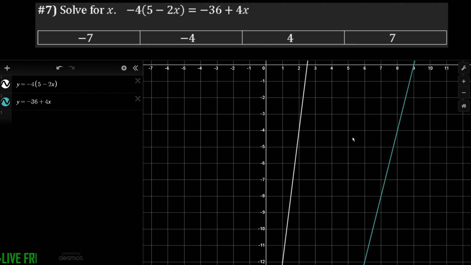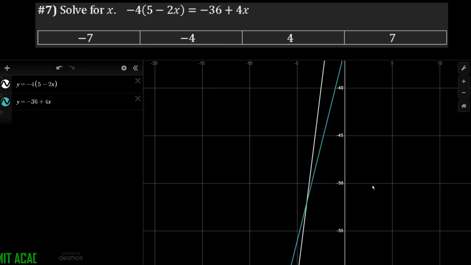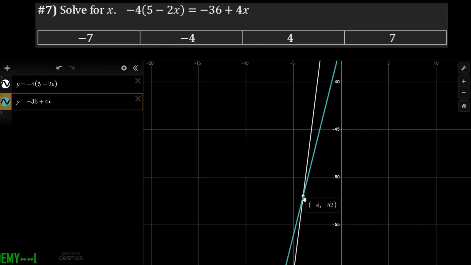Again, if you don't see them intersect or you don't see the values right away, you can zoom out, scroll down if you need to, and find where that intersection point is, where they cross. The x value is what we're looking for. Since negative 72 or negative 52 isn't one of the answer choices, that's what y equals anyway. So we're just looking for x. For this one, I'm going to say x equals negative 4.